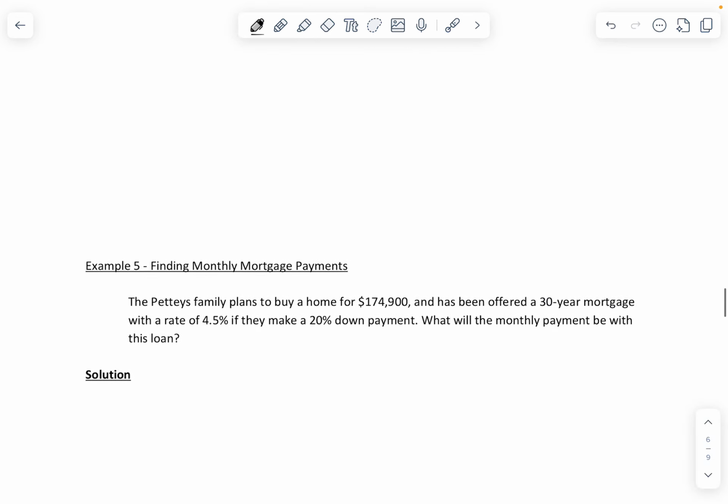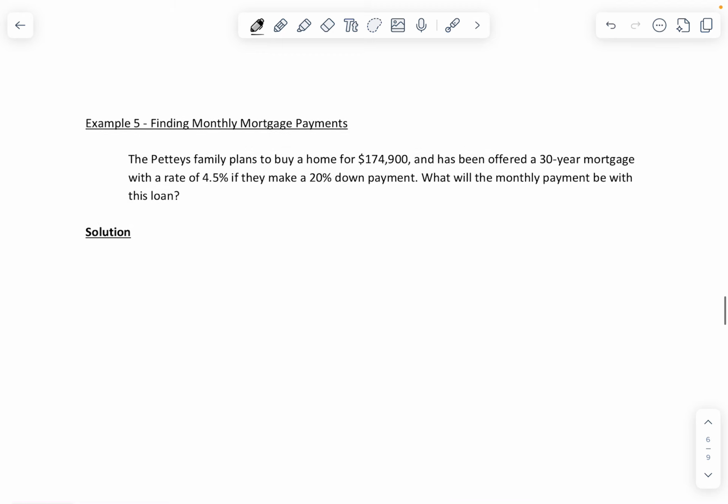Let's look at another example, and this next one is maybe a slightly more typical case. Let's say that the Petty's family plans to buy a home for $174,900, and they have been offered a 30-year mortgage with a rate of 4.5% if they make a 20% down payment. What will the monthly payment be with this loan?